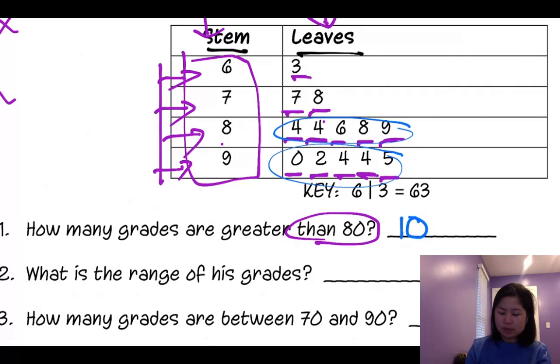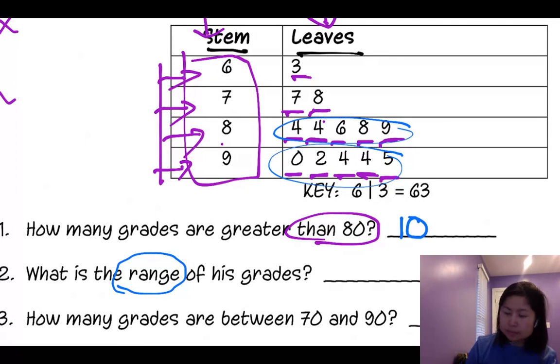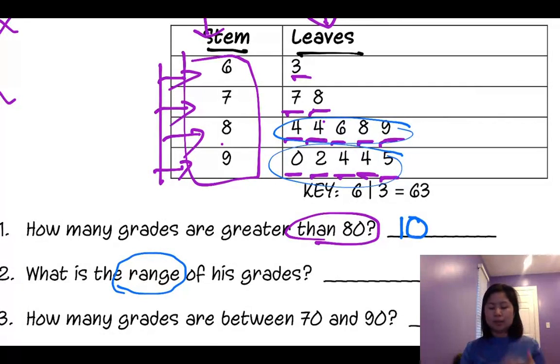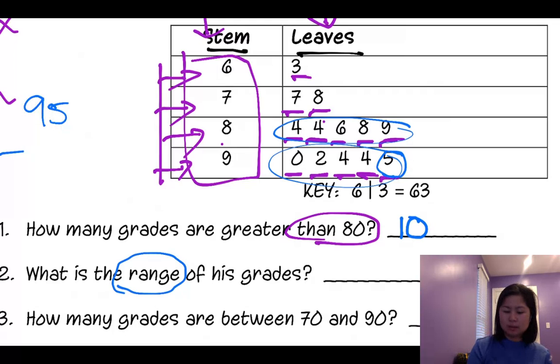What is the range of the grades? Anyone remember how we find the range? I'm going to remind you, the range is the maximum value minus the minimum. The highest minus the lowest. So with that, go back to the list. We can find the highest because this one is the last row, and we can look at this one, 95, right? Minus the lowest, which is on the top. So let's see, 32. So the range is going to be 32.